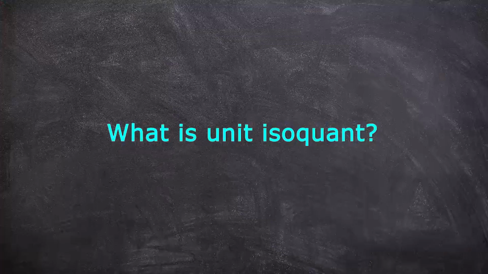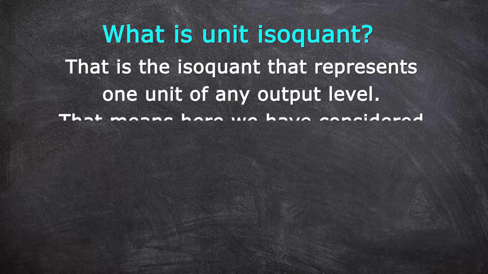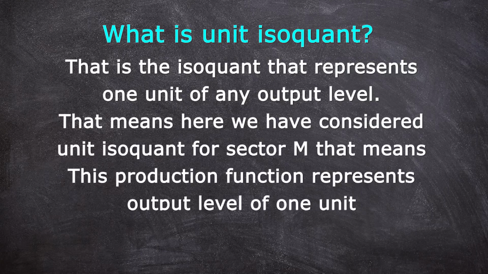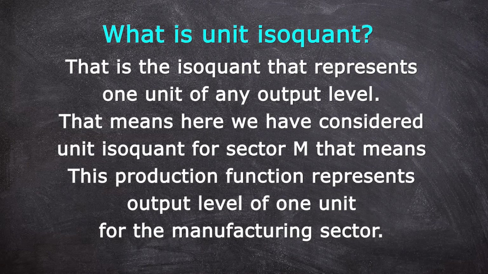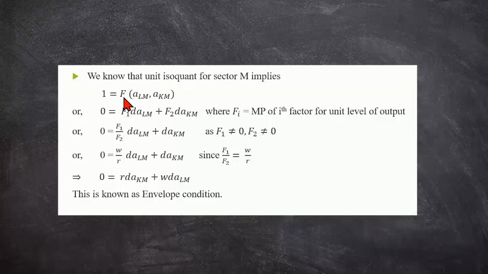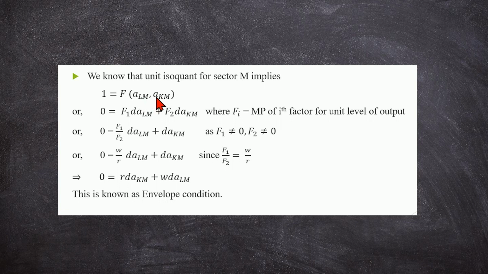Now we consider the production function for the unit isoquant. Now what is a unit isoquant? That is the isoquant that represents 1 unit of any output level. That means here we have considered the unit isoquant for sector M. This production function represents an output level of 1 unit for the manufacturing sector. So the production function is 1 is equal to a function of ALM, AKM. Taking total differentiation and putting the condition that F1 by F2 is equal to W by R, we get R into dAKM plus W into dALM is equal to 0.